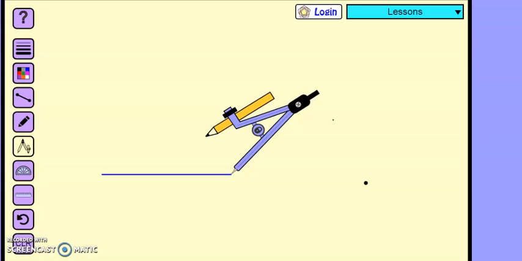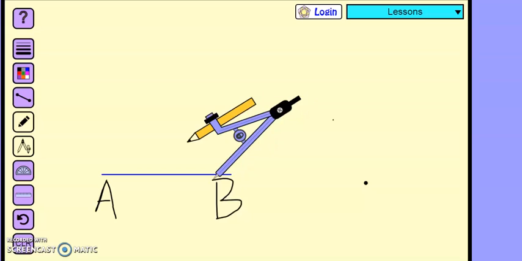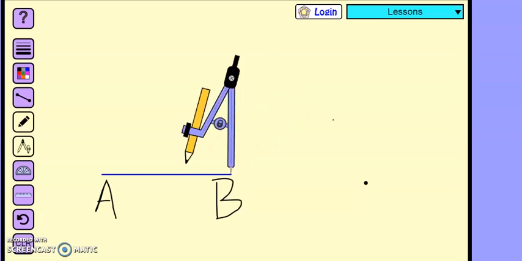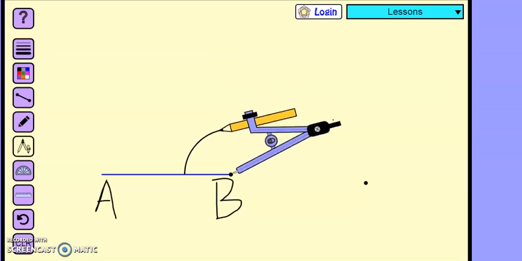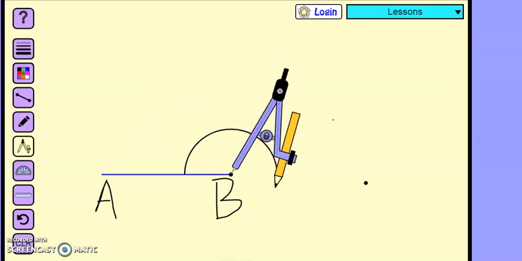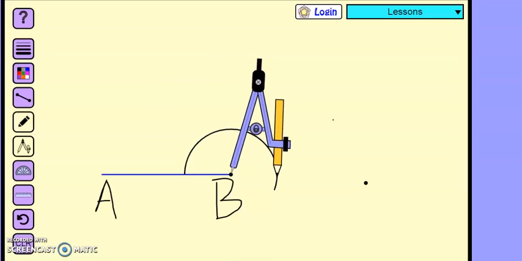Now place your compass needle at point B. Say this is your point A, and this is your point B. By placing your compass needle at point B, you will first draw a semicircle starting from this point. So I am going to draw a semicircle like this. This is a semicircle.